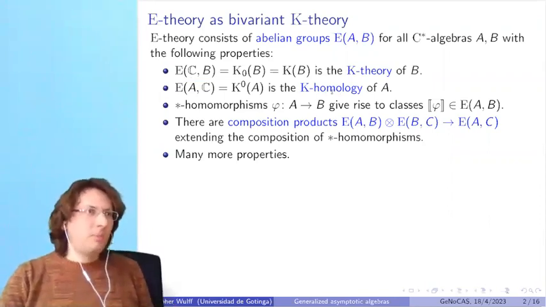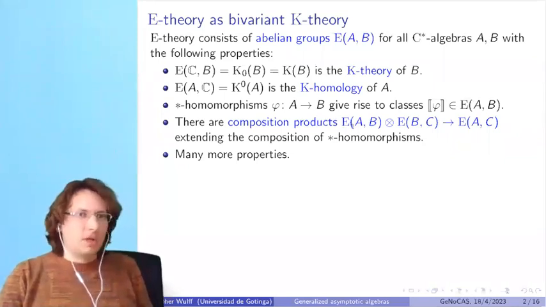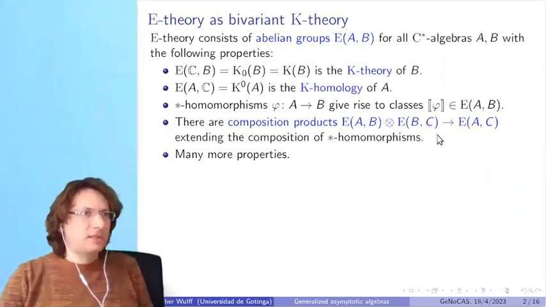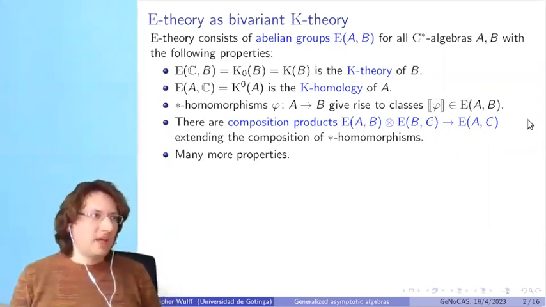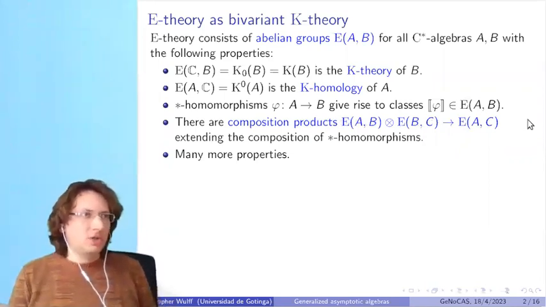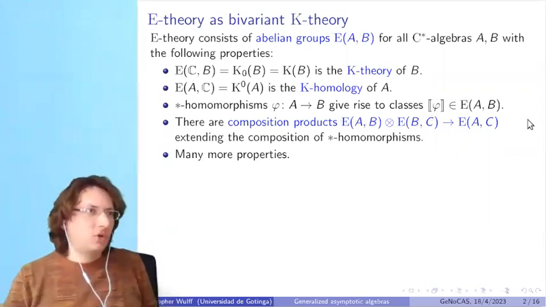Another property which we want is that star homomorphisms from A to B give rise to E-theory classes in E(A,B). And then perhaps the most important property is that there are these composition products. In KK theory, they are called Kasparov products and denoted with a tensor product. These are maps from E(A,B) tensor E(B,C) to E(A,C), and they turn these groups into the morphism sets of a category. So I will denote this composition product just like the composition in a category.